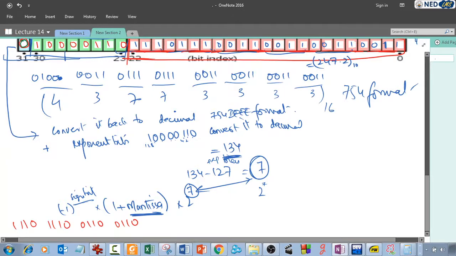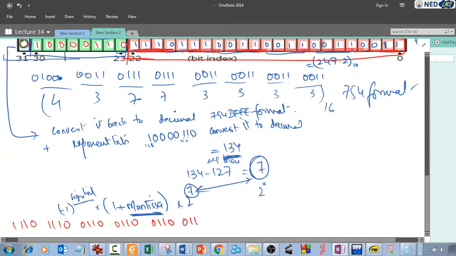Let me check. It's kind of difficult to write. So 1110, that's okay. Then 1110, that is also okay. And 0110, that is also okay. And 0110, that is also okay. So the last ones are 0110, 0110, 0110, and here is 011.